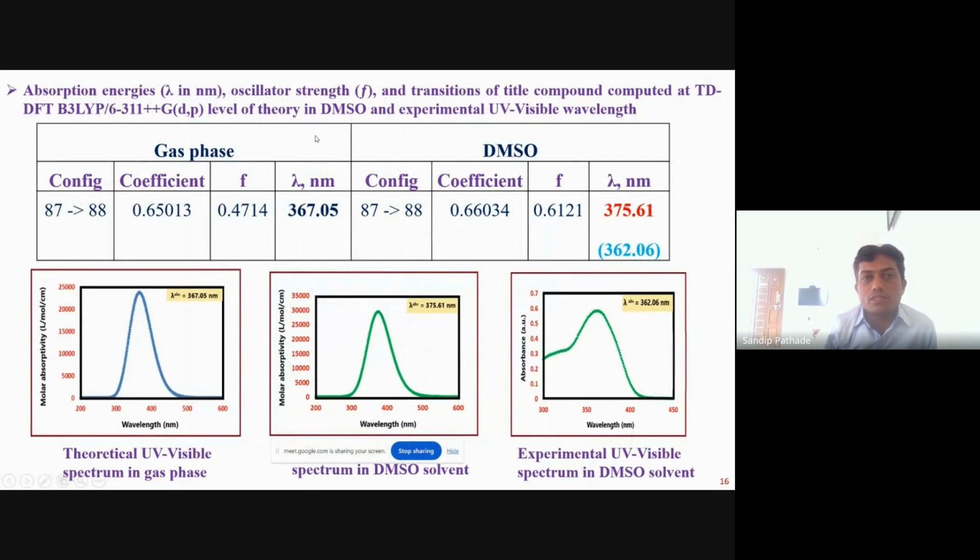We also computed the UV spectrum computationally, and that UV spectrum is compared with our experimental UV. This UV spectrum is computed in the gas phase as well as the DMSO phase. This is the theoretical UV spectrum computed at the DFT level, and that gives the lambda max value at 367 nanometer in the gas phase, while in DMSO the computed value gives the lambda max value as 375.6 nanometer, while the experimental value in DMSO solvent gives the lambda max value at 362 nanometer. Therefore, it is observed that the computed value in DMSO as well as the experimental value match well with one another.